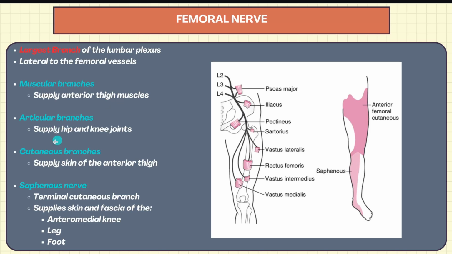And you have also an articular branch, which supplies the hip and the knee joint. You also have a cutaneous branch, which supplies the skin of the anterior thigh, which makes total sense. And then you'll have a terminal branch. So the femoral nerve is then going to end up as the saphenous nerve. This saphenous nerve is a cutaneous branch, and it supplies the skin and the fascia of the anterior medial knee, so like around this area of the knee, and is going to run through the leg to the foot.